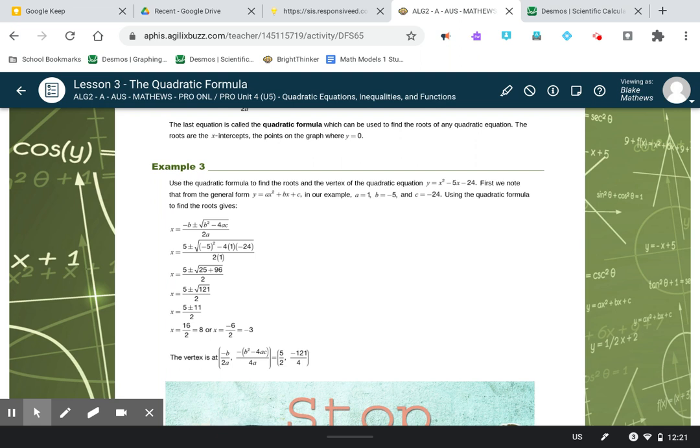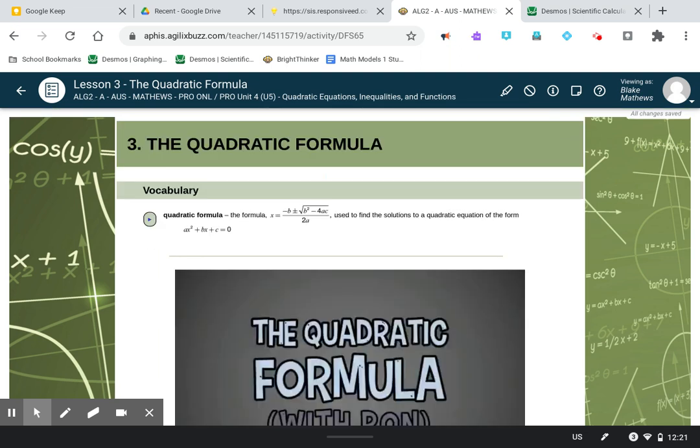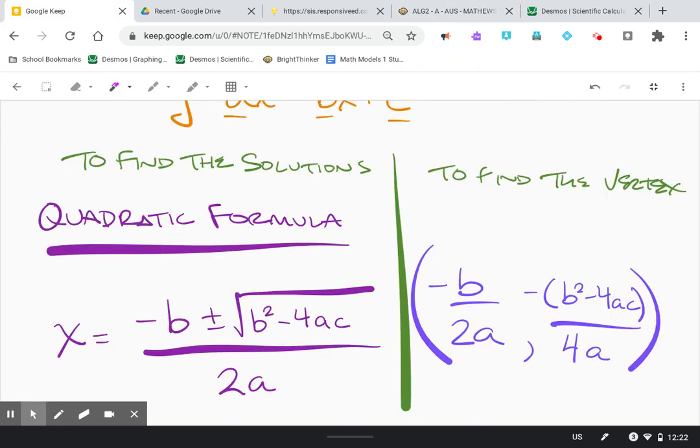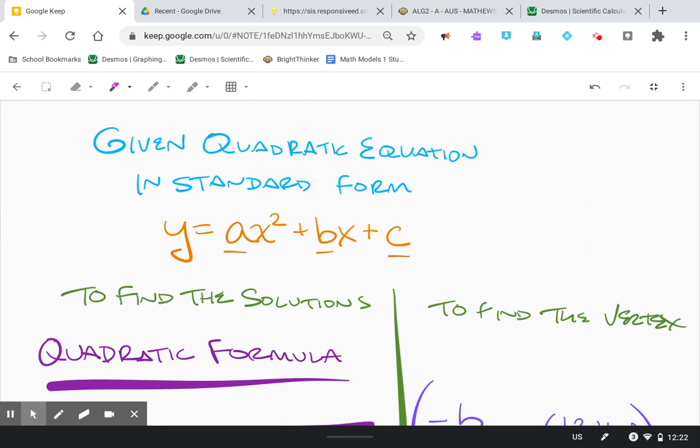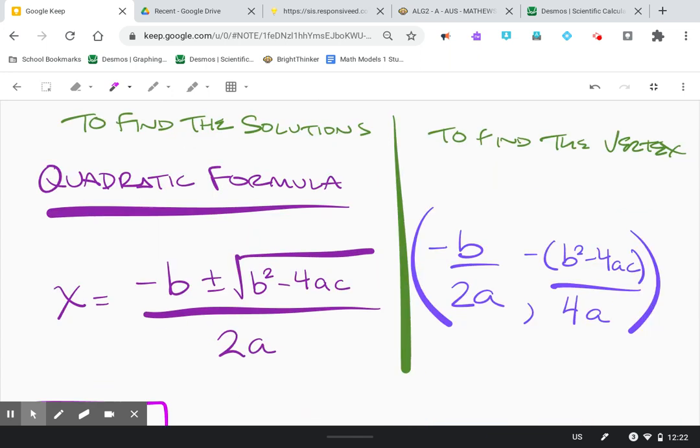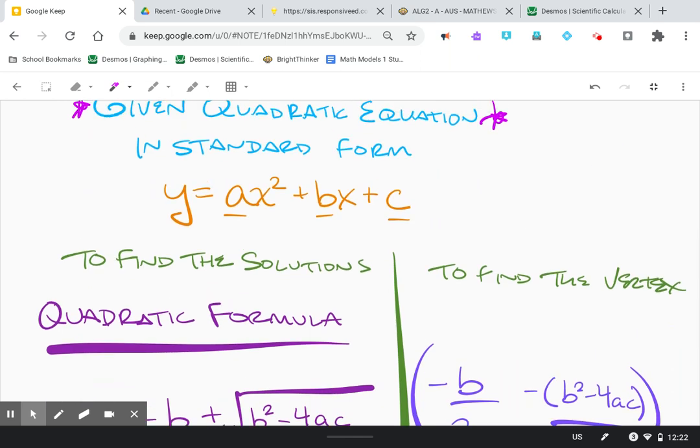In general, this lesson is about the quadratic formula, which is a method for finding the solutions to quadratic equations. Just a quick recap, remember we are going to be looking at quadratic equations in what we call standard form. Standard form is y equals ax squared plus bx plus c, where a, b, and c are the things that we'll be plugging into the formula. We'll talk about that in a second.